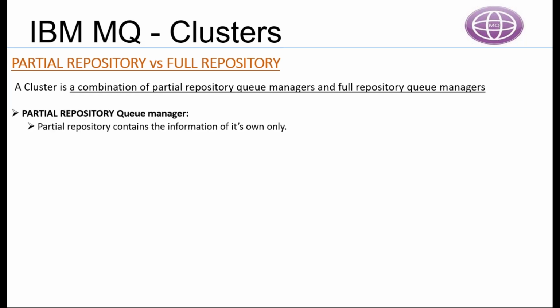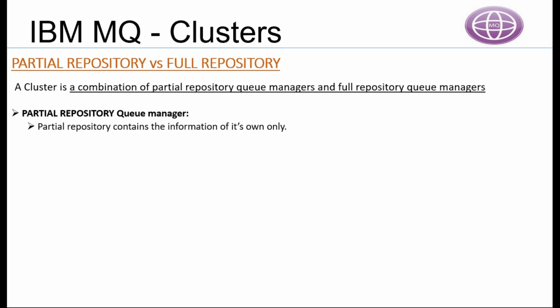So for example, I have a cluster, and let's assume in my cluster there are 5 queue managers. Out of these 5 queue managers, a few will definitely be partial repository queue managers and a few will definitely be full repository queue managers. The reason is a cluster is a combination of both partial repositories and full repositories. Now let's assume out of these 5 queue managers, queue manager 1 and queue manager 2 are full repositories, and queue manager 3, 4, 5 are partial repositories in the cluster, right?